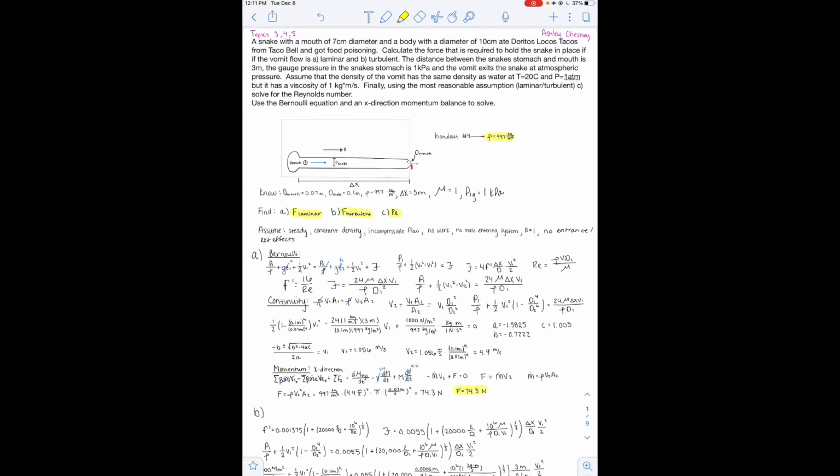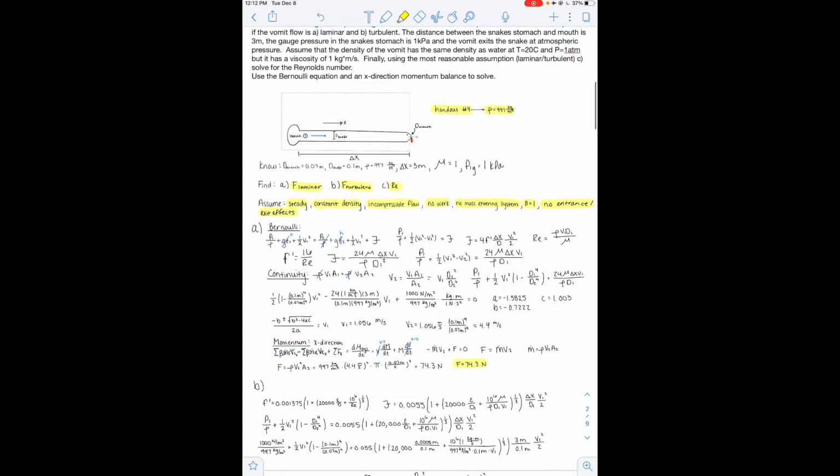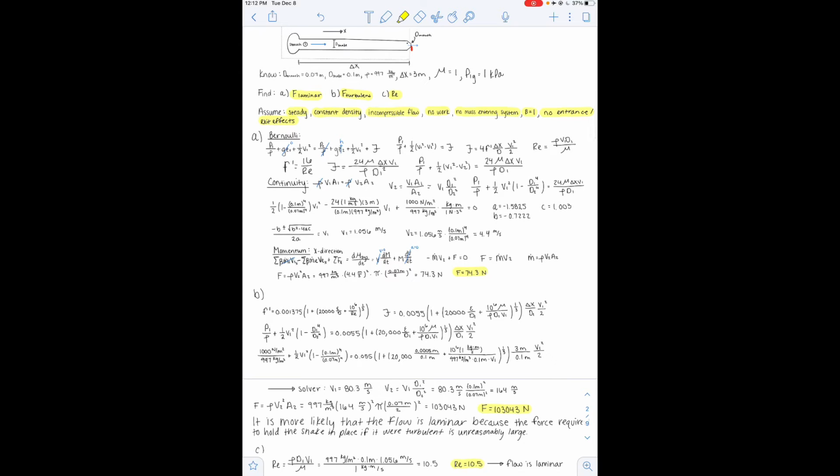To do this, we use the density of water at 25 degrees Celsius found from handout number 4, and the following assumptions were made: the flow is steady, constant density, incompressible flow, there's no work, there's no mass entering the system, beta equals 1, and there are no entrance or exit effects. So the first thing that was done was the Bernoulli equation was used, that includes the friction loss term.